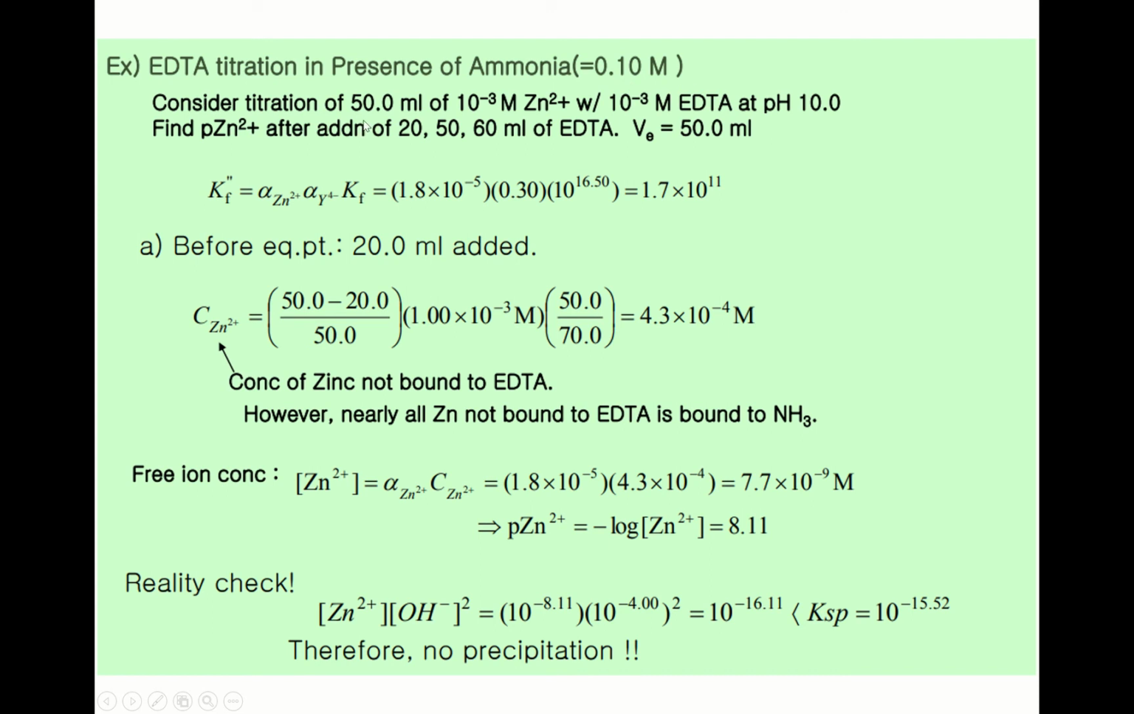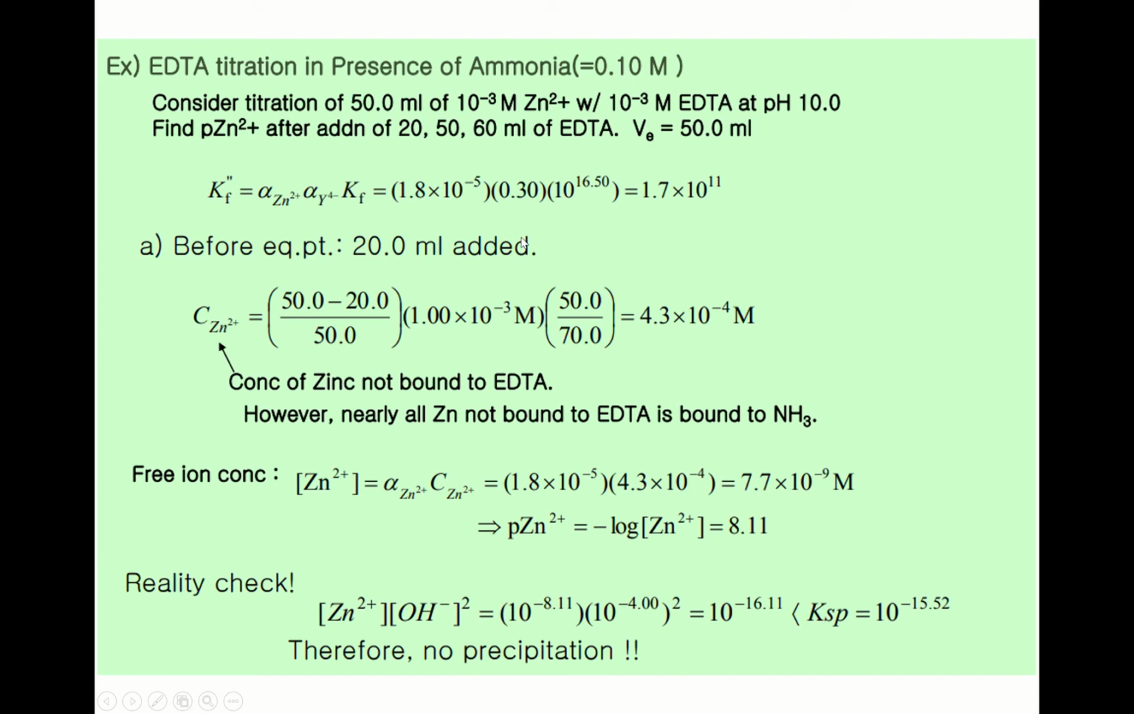Consider titration of 50 milliliters of 1 millimolar zinc ion with 1 millimolar EDTA at pH 10 and find pZn values after addition of 20, 50, and 60 milliliters of EDTA. In this case, the first thing we have to do is to find the equivalence point. Since zinc and EDTA concentrations are the same, the equivalence point is 50 milliliters of EDTA solution. Here, very easy.